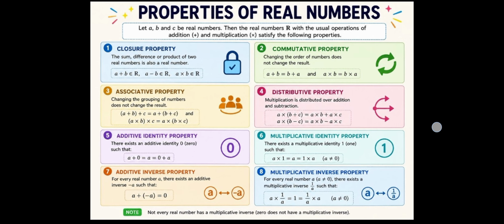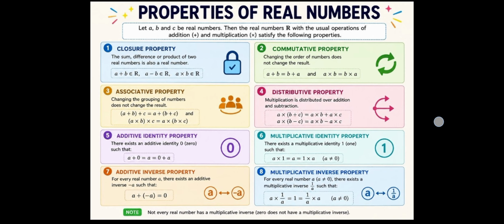Or whether it is distributive property over subtraction, the answer b minus c will be multiplied with a, or a into b minus a into c, we get the same answer in both the conditions. Means left hand side will always be equal to right hand side.